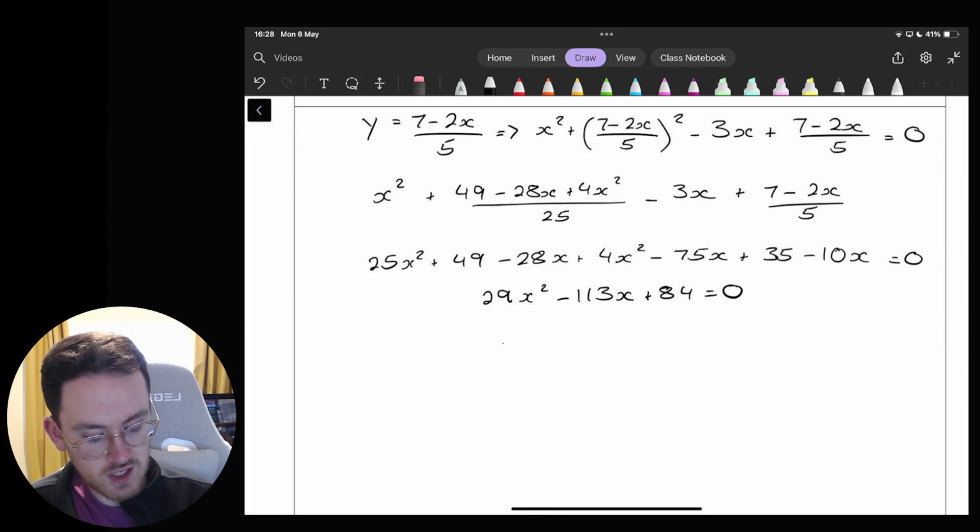If I solve this quadratic, I do get two values for x. I get x equals 1, and I get x equals 84 over 29.